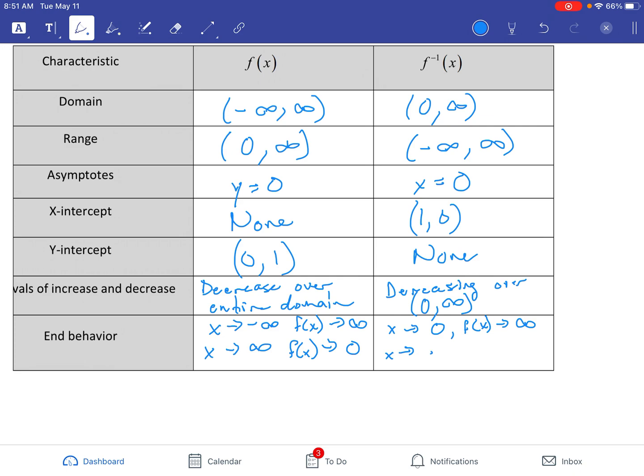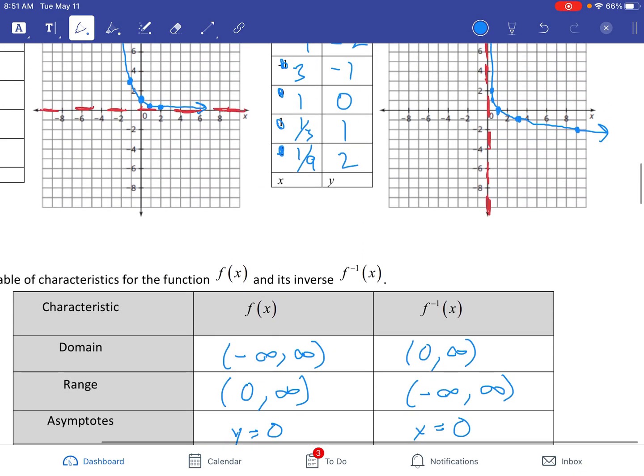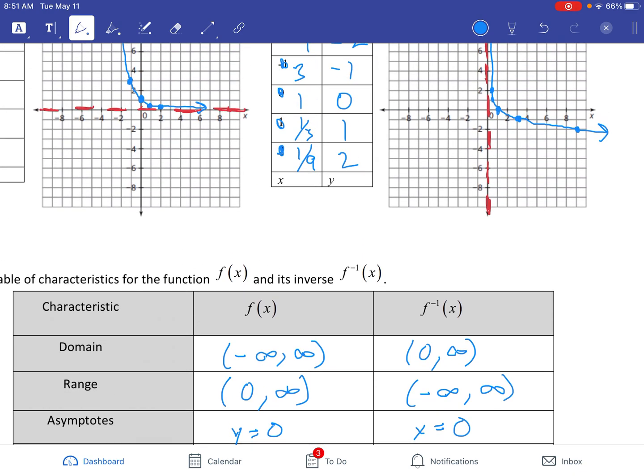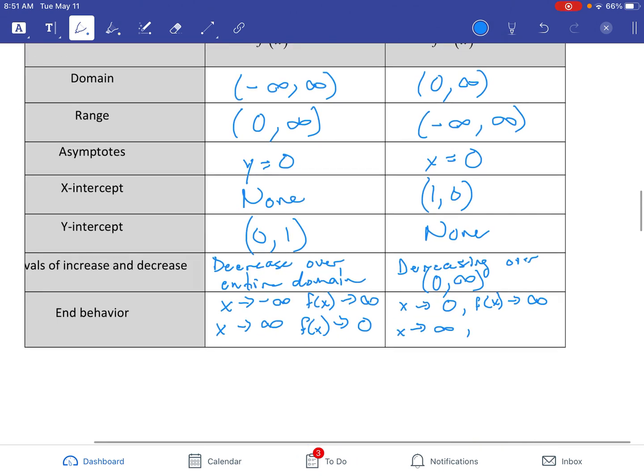As the graph moves to the right towards positive infinity, what is the graph doing? The inverse, as it's going to the right, it's also going down towards negative infinity. Okay.